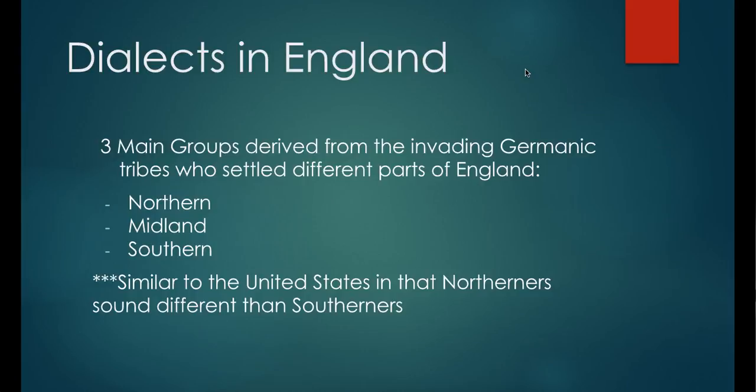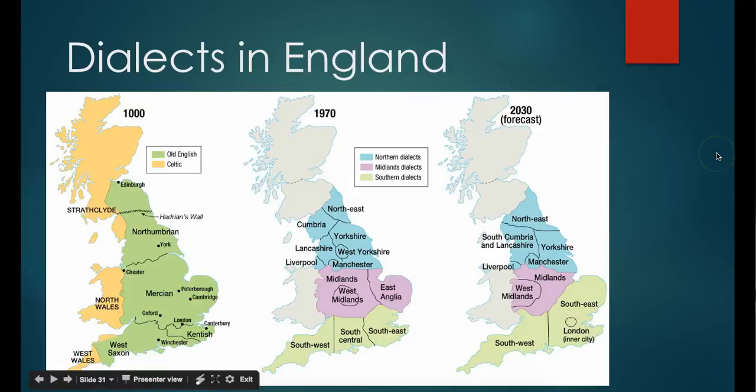Okay, so in England they have three main groups of dialects. Again, because of the different Germanic tribes, they landed in different spots of England. You now have that blending to get modern day English. It's not going to be quite the same in all the different parts of England. Can they all understand each other? Yes, because they can understand each other, it's still the same language. And this is very similar to the United States in that Northerners sound very different from Southerners. So dialects in English, okay, it's pretty straightforward.